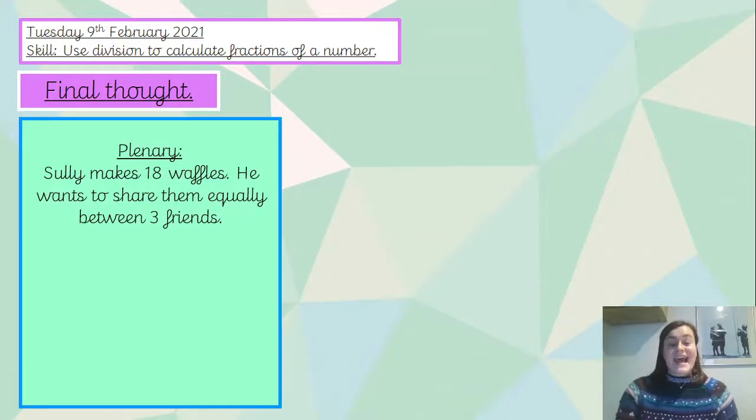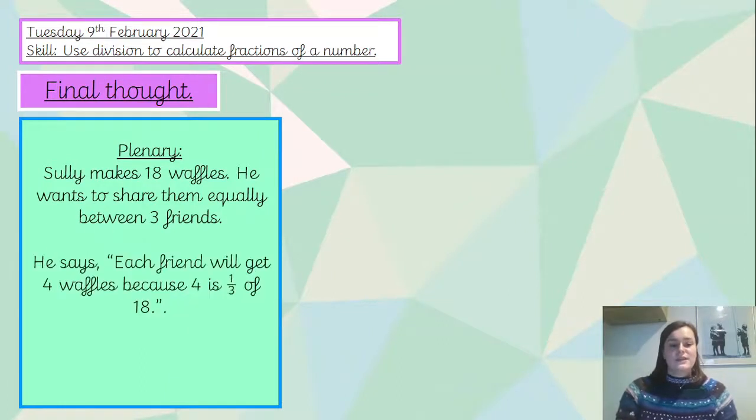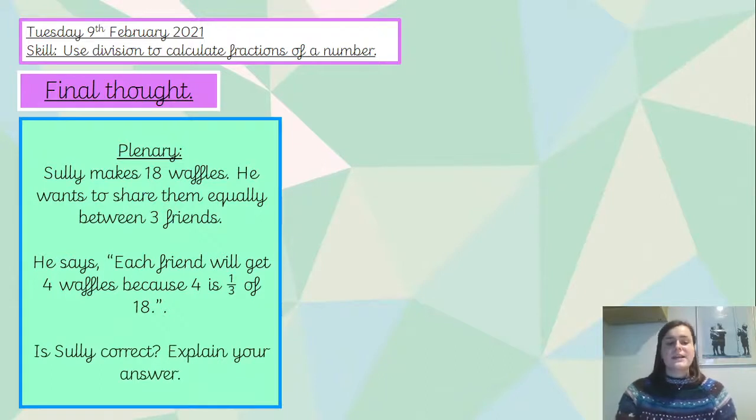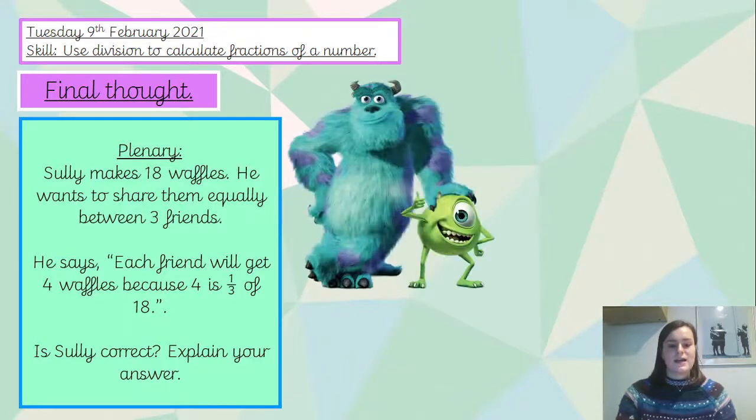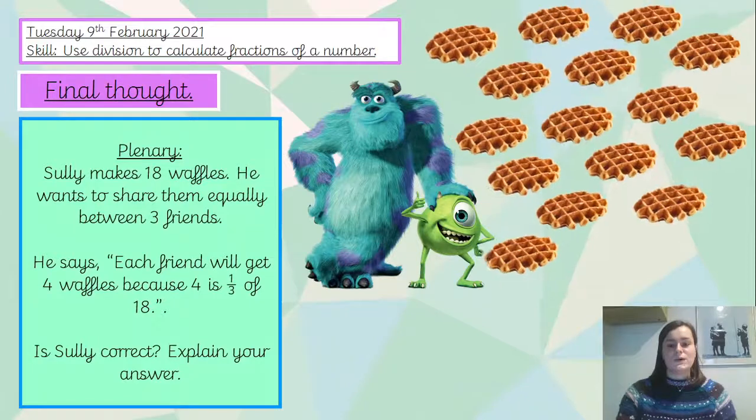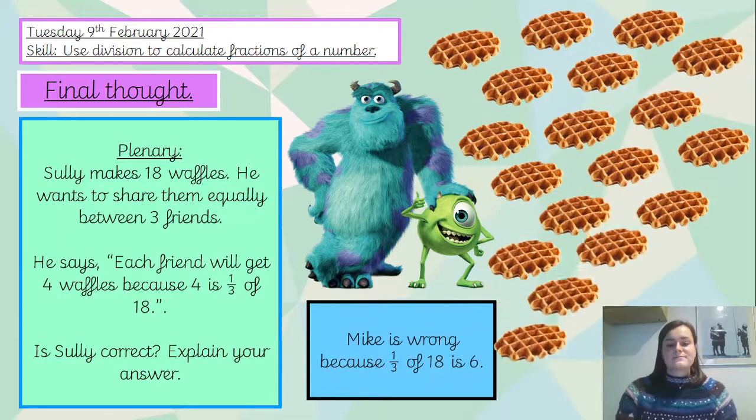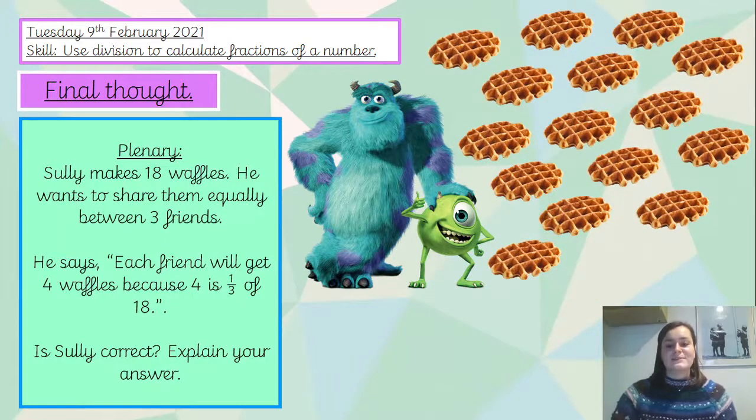Sully makes 18 waffles. He wants to share them equally between 3 friends. He says, each friend will get 4 waffles because 4 is 1/3 of 18. Is Sully correct? And can you please explain your answer? Okay, off you go.